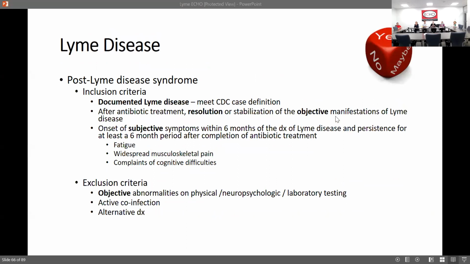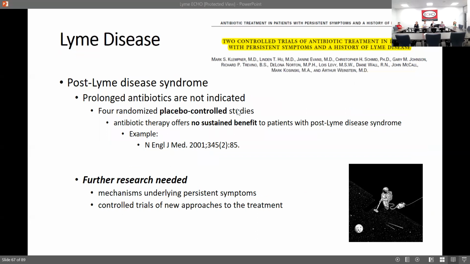And what that means is your heart block went away, your meningitis is better, your facial droop improved, you no longer have erythema migrans, but you still don't feel good. Fatigue, widespread musculoskeletal pains, complaints of cognitive difficulties. Okay, this is what would be post-Lyme disease. Here's the problem. There have been 4 randomized placebo-controlled trials giving people more antibiotics, and it doesn't help.